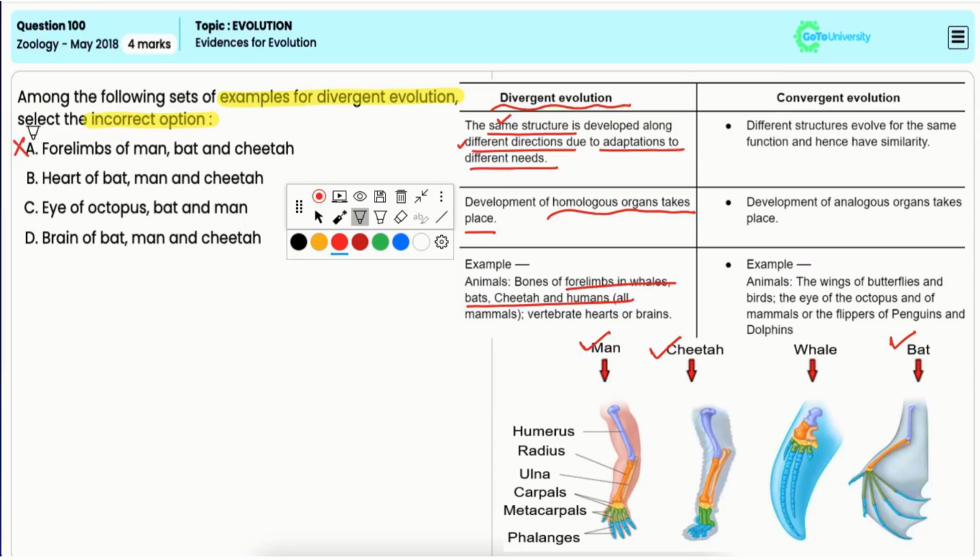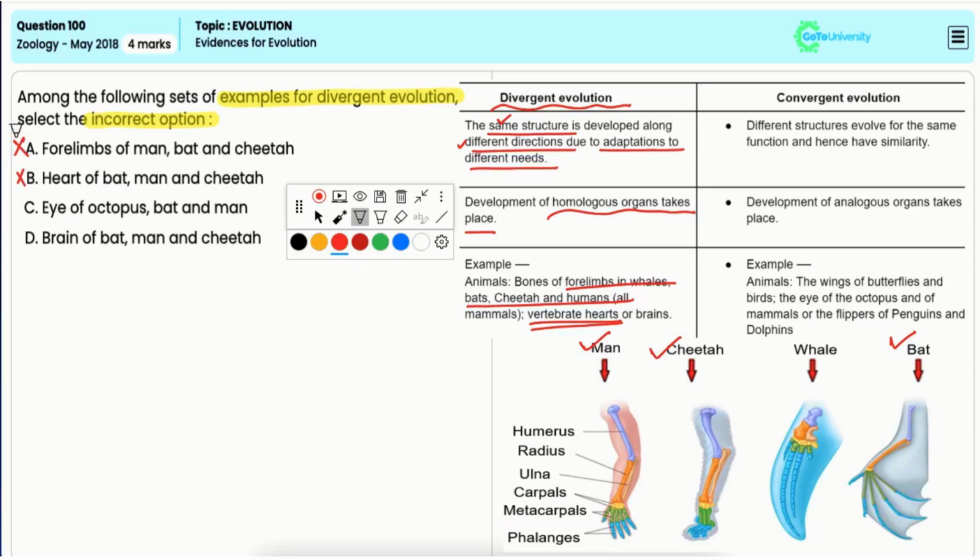Option B, heart of bat, man, and cheetah. Now, all mammals, including bats, humans, or cheetahs, have a four-chambered heart. So, this is also a correct example of divergent evolution because the structure is similar, but they may vary in size and even efficiency of functioning across the species. Hence, it is an incorrect option.